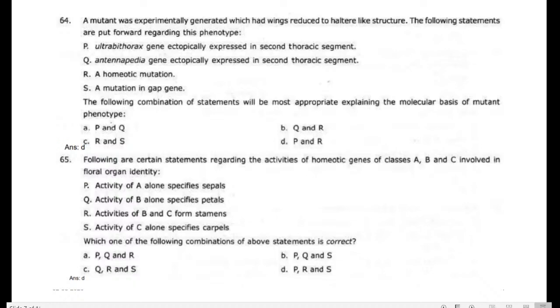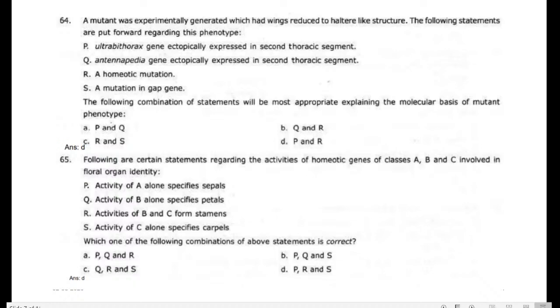haltere-like structure formation. This kind of gene is very important, and it is expressed in the process called thoracic segmentation. In this segmentation, each and every insect has different segments. In those segments, it makes a change in the second segment, the thorax segment.